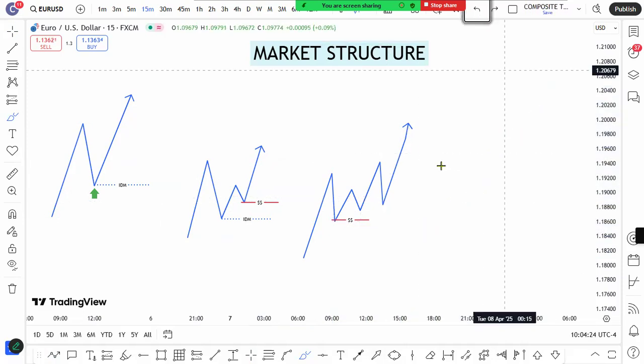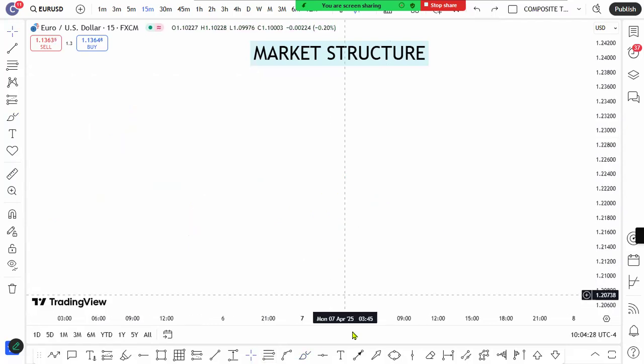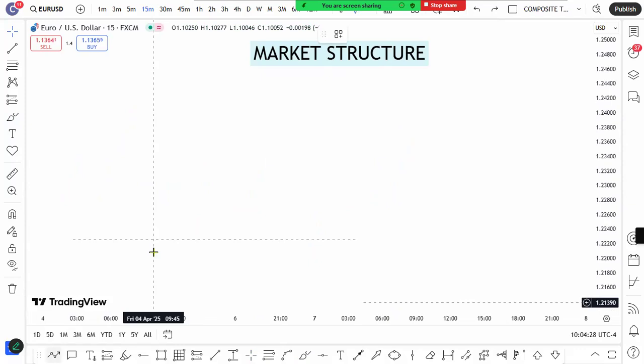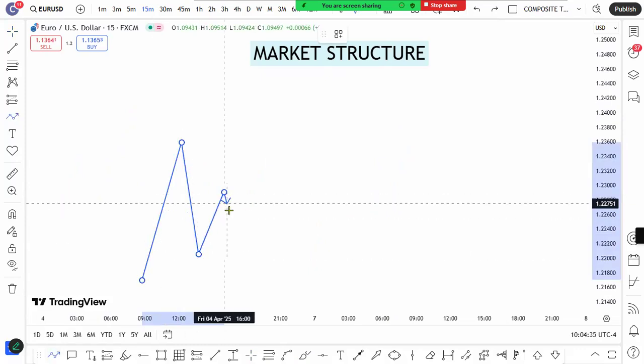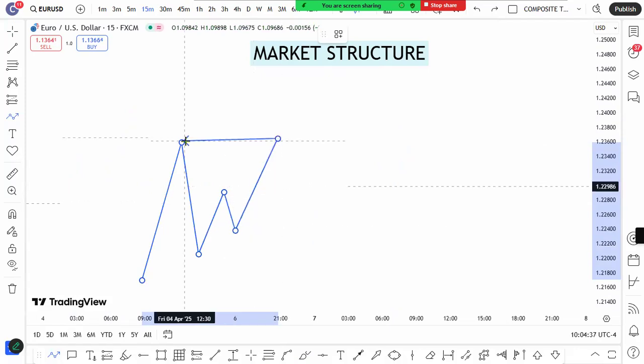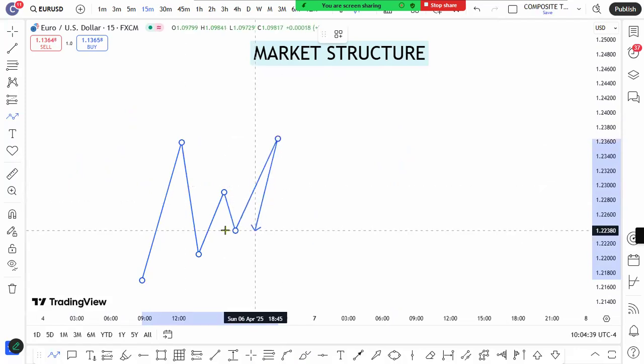So this means that in a proper market structure, we want to have something like this: if the price is pushing higher, we want to wait for it to create a pullback. We know that the price can create something in between this and this low to confuse you with this one as an inducement.